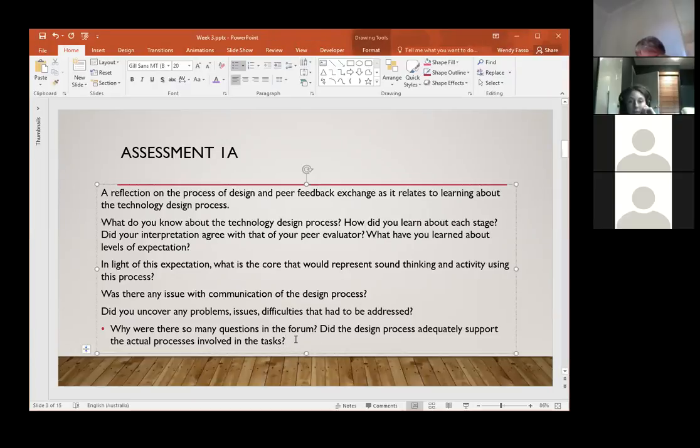There were so many questions in the forum about the whole design process, and I just wonder why. Can anybody explain why we actually had so many problems and questions? Because that forum got really, really busy for a while, and it's probably about a quarter as busy as my emails were and the phone calls that came in. And it's simply because the design process possibly didn't adequately support the actual processes involved in the task. So there was something of a gap that you actually had to fill in between this is what's on paper and this is what I'm actually doing. And that's also something that you can reflect on as you put together your reflection for assessment 1A. So that's the first part of the assessment. Has anybody got any questions about that? It's fairly straightforward.